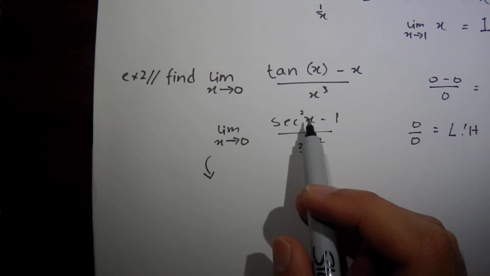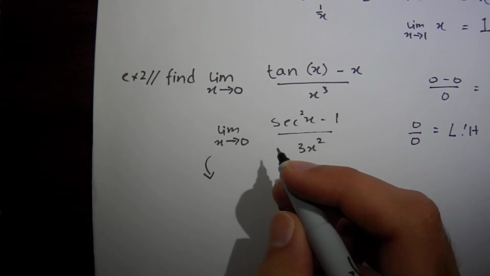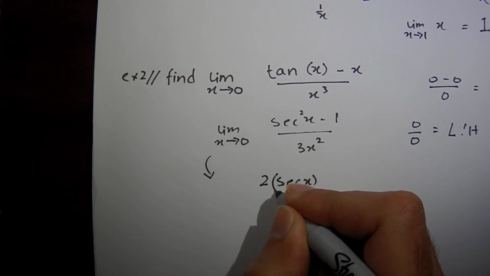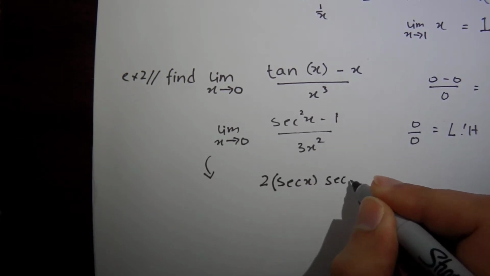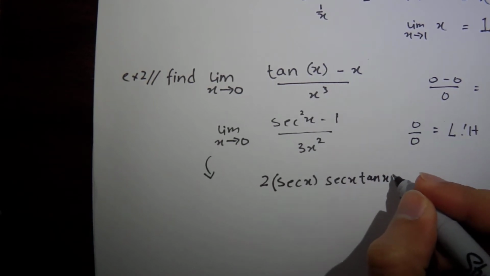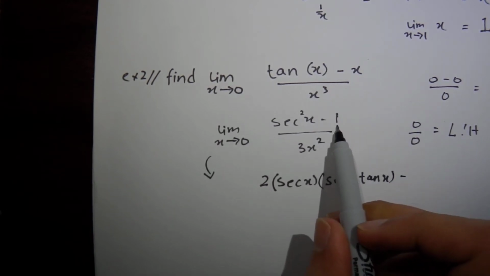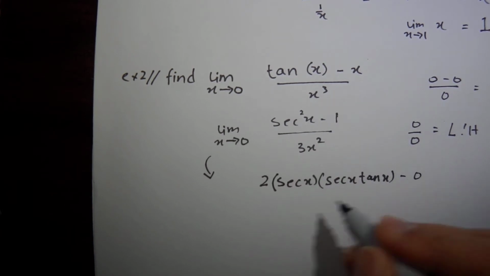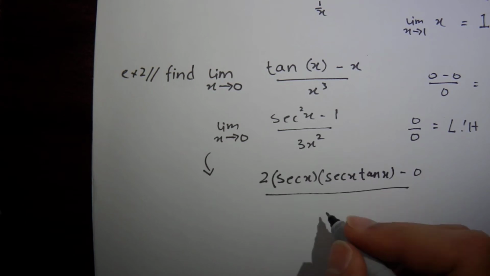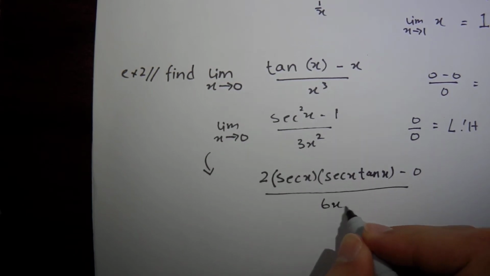The derivative of secant squared x would be 2 times secant of x times secant of x tan of x, the derivative of the inside of the bracket, minus the derivative of 1, which is just 0. All of that divided by 2 multiplied by 3, which is 6, and x.